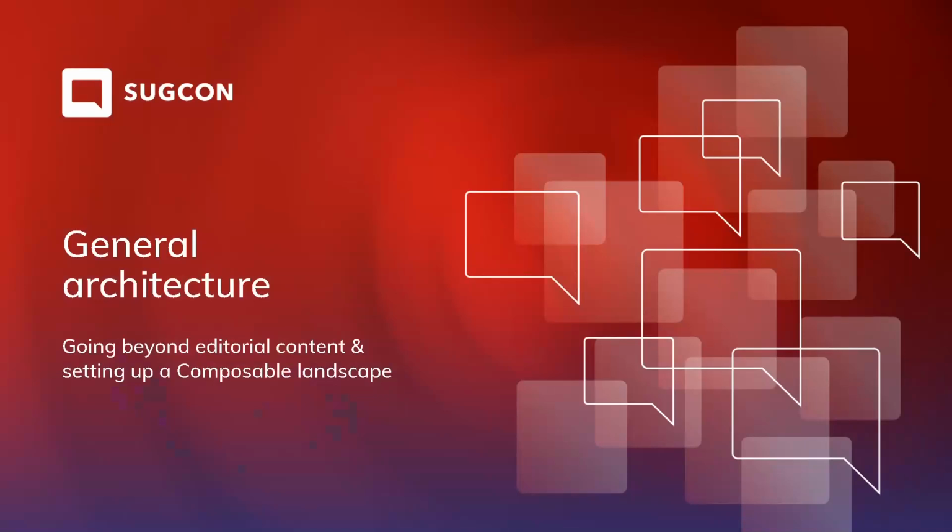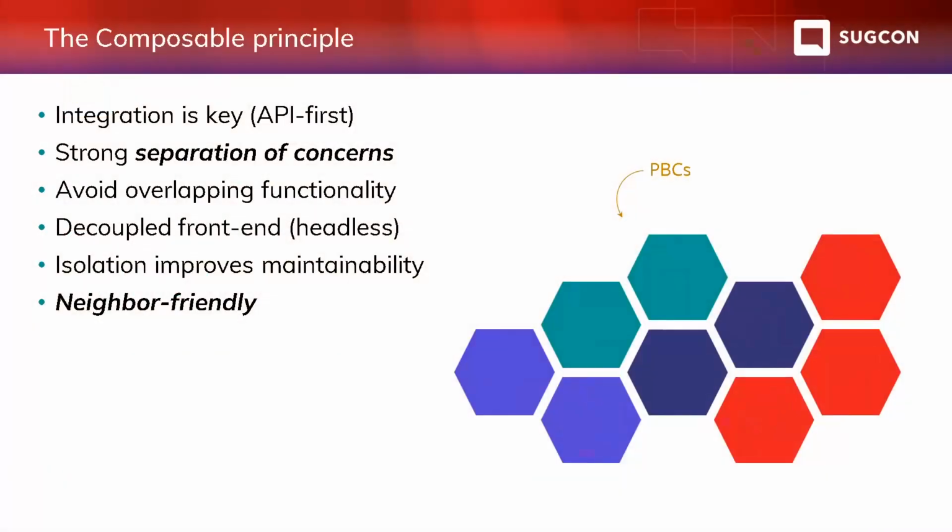First, let's briefly start out with the general architecture of a composable landscape when you're building with multiple components with different architectures. And I'm sure you've seen this hexagon image a lot. It's not only used by Sitecore, but by other tools as well, and that's because the composable world should be neighbor-friendly. You should be able to integrate with other components or packaged business capabilities, as some people call them. And if you want to do that, integration is key.